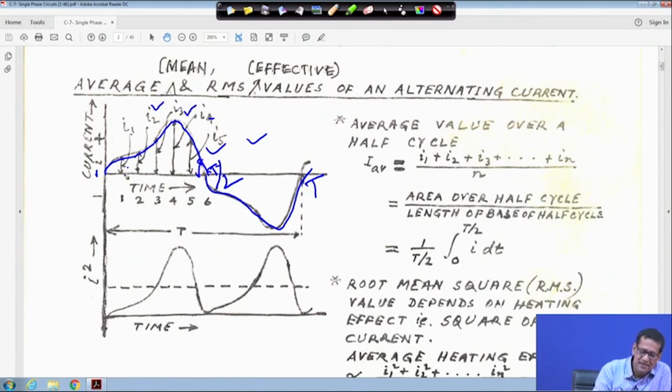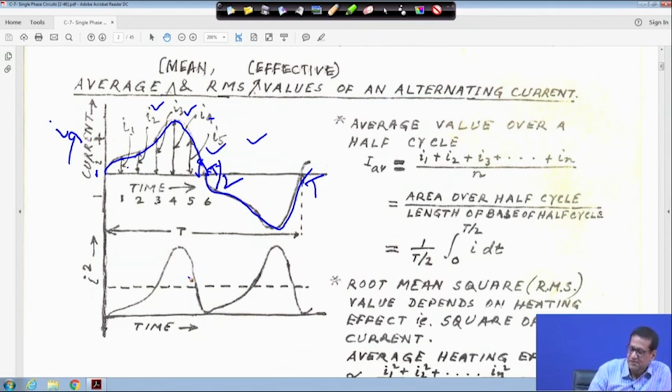At every sampling instant, suppose I1, I2, I3 and so on up to t by 2. This is the current waveform, we will come to this later.